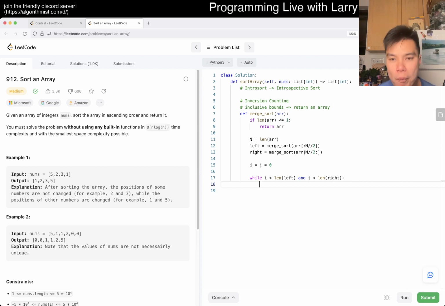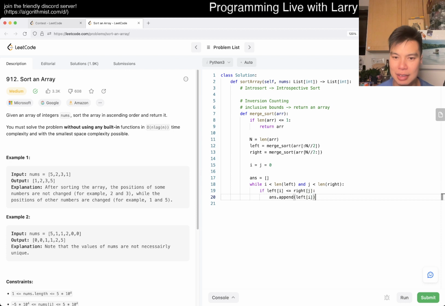Okay, so yeah, if left of i is less than or equal to right of j, I forgot to put in the answer, then answer.append left of i, and then i increments by one, continue, else answer.append right sub j, j increments by one. I guess I don't need to continue if I write it like this, but yeah.